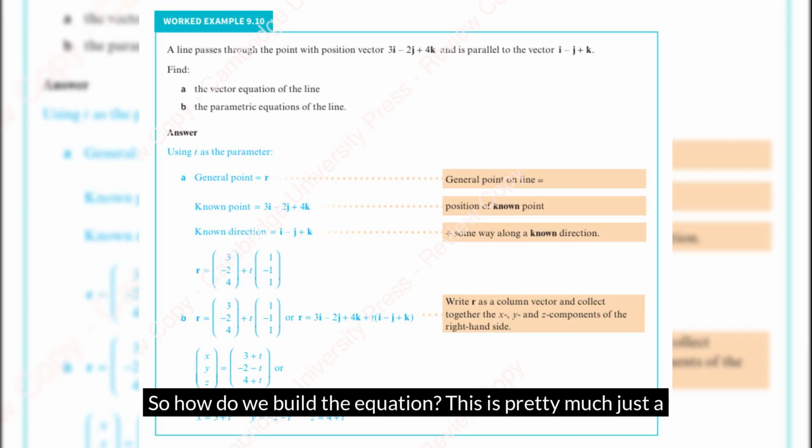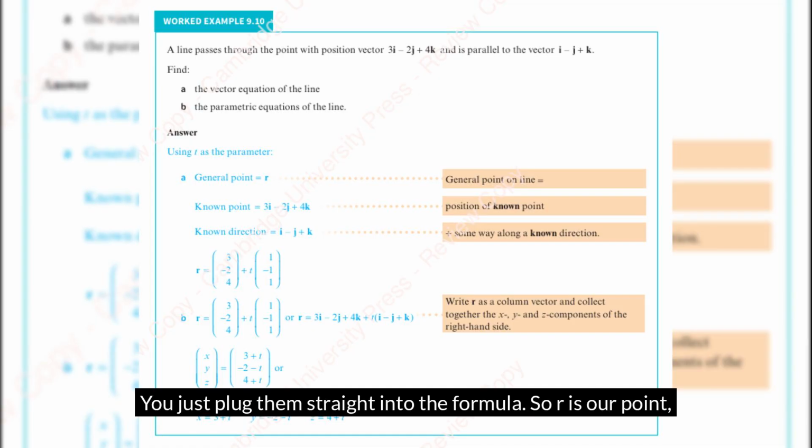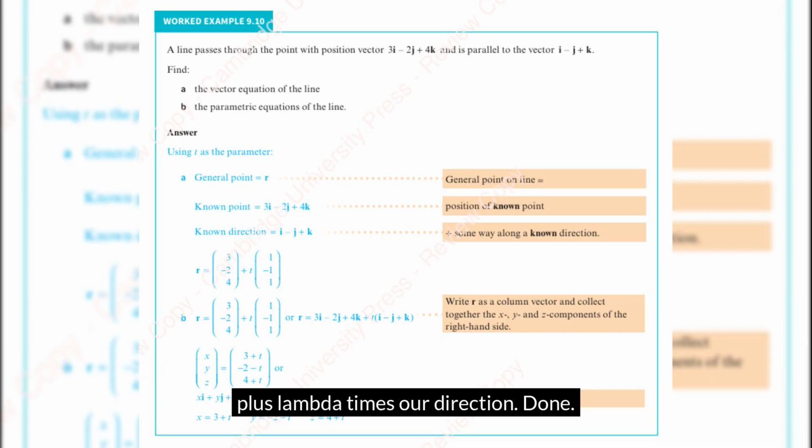This is pretty much just a copy-paste job. The point they give us, that's our position vector A. The vector it's parallel to, that's our direction D. You just plug them straight into the formula. So r is our point, plus lambda times our direction. Done.